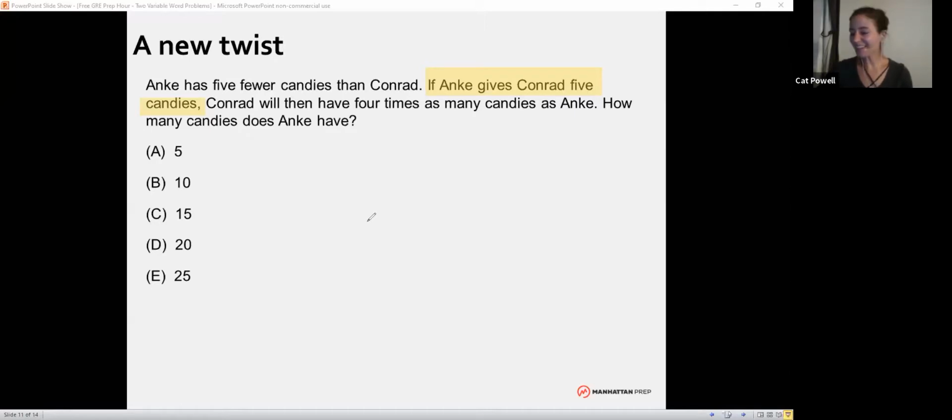Yeah, what am I looking for? What are my variables? I don't want to do this in yellow. That's going to be painful. I'm going to do, okay, A equals Anka now. And that's what I'm looking for. That's my question. C equals Conrad now. Cool. First equation. Anka has 5 fewer candies than Conrad.